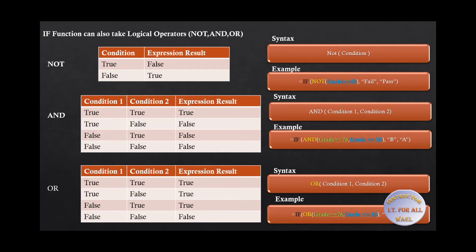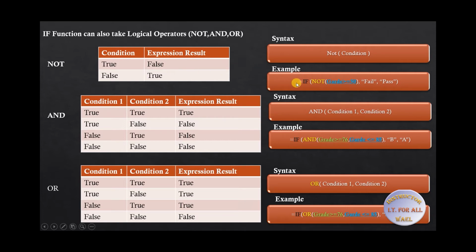The first operator is not. Not is for negation. That's why it takes one condition, as you can see in the syntax, not condition, just one condition. That condition can be true or false, and if we apply the not to the condition, it's going to be the opposite. If the condition evaluates to true, the expression result is going to be false. If the condition evaluates to false, the result is going to be true.